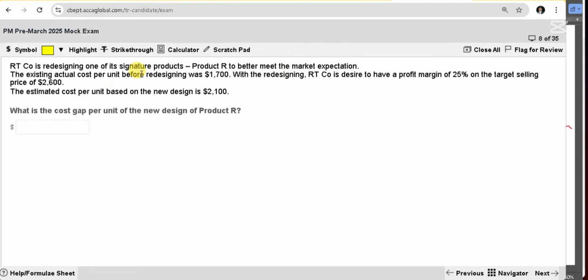RT company is considering redesigning one of its signature products, product R, to better meet the market expectation. The existing actual cost per unit before redesigning was $1,700. With the redesigning, RT company desires to have a profit margin of 25% on the target selling price of $2,600. The estimated cost per unit based on the new design is $2,100. Cost gap is what they are asking. All right, cost gap.